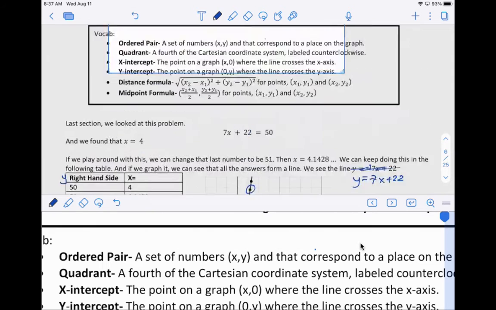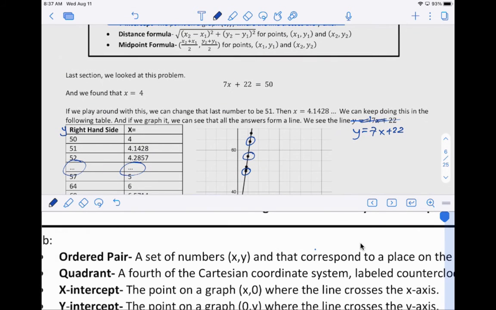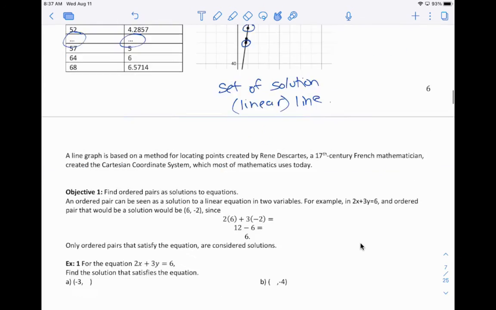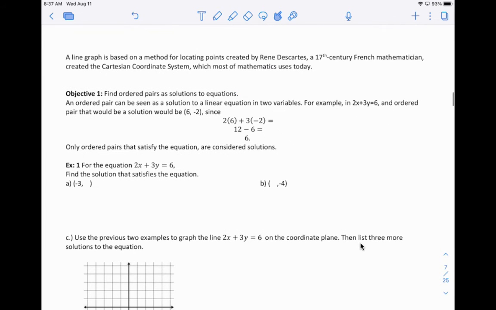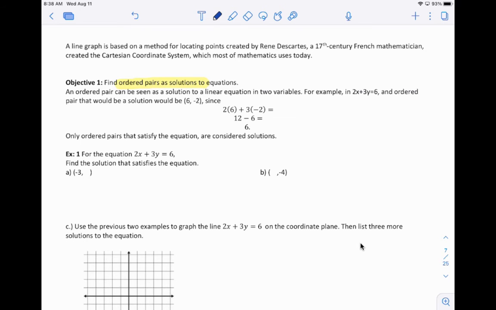But it helps us connect all of these things that we were doing in 3.1 to 3.2. So that's where we're going to leave it here. The key point there is solution. Okay, we are trying to find ordered pairs as solutions. Let's take a look at the first equation on the next page.